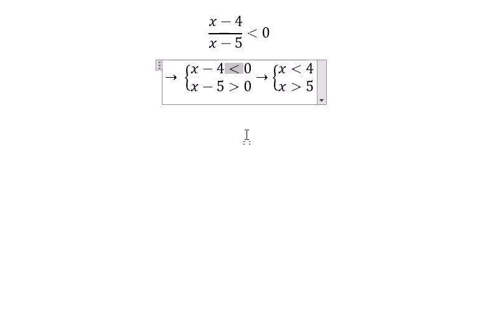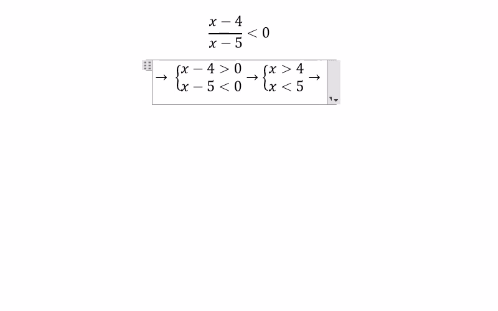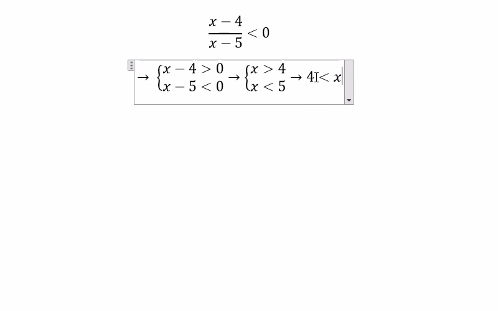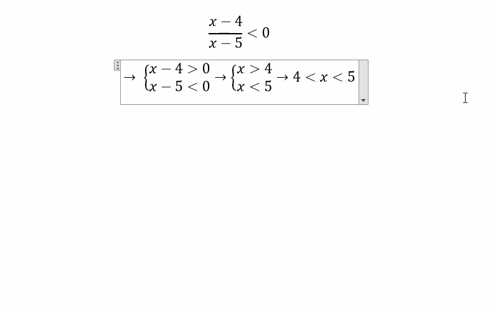Now let's go to the second one. Let's see this way. So we get x is greater than 4 and x is smaller than 5. So in this situation, we get 4 is smaller than x and x is smaller than 5. And that is the final answer.